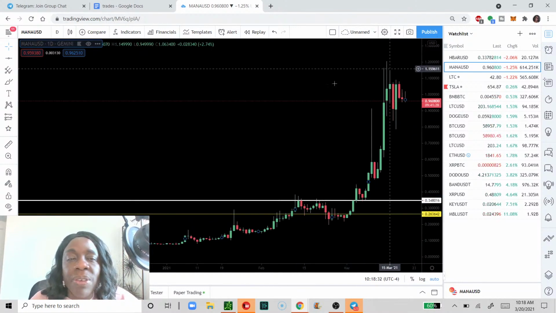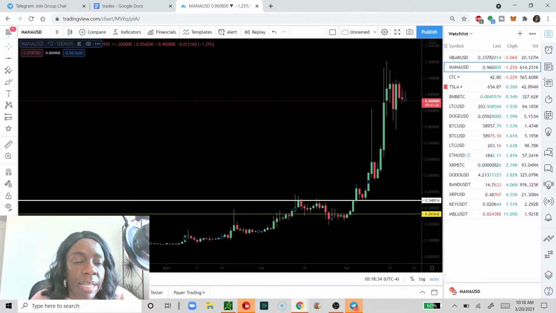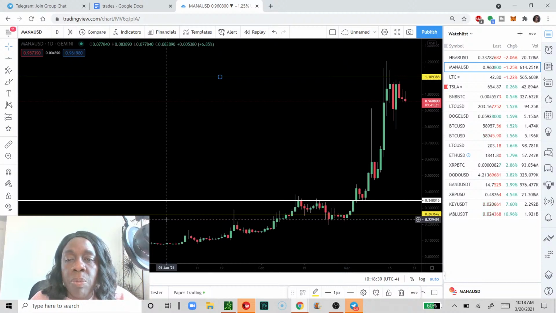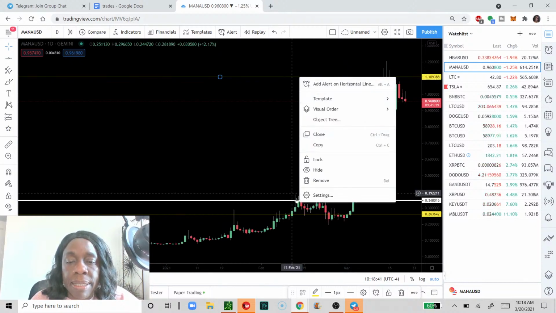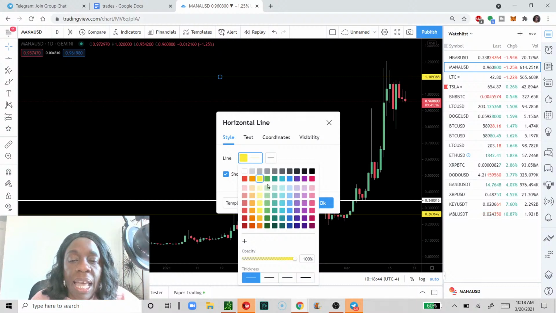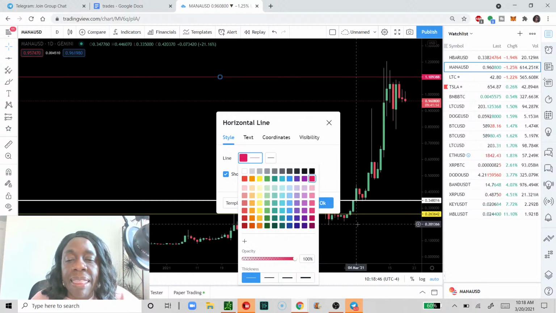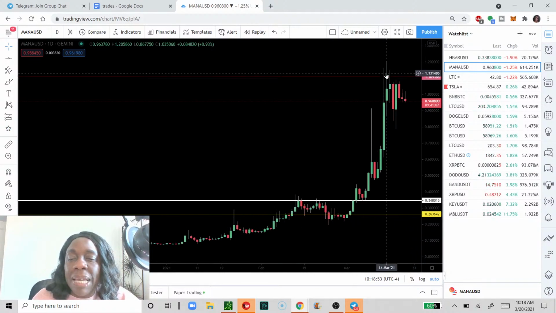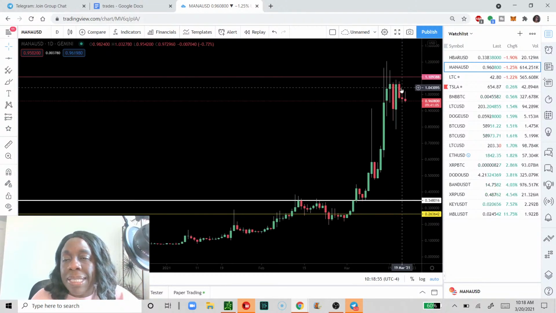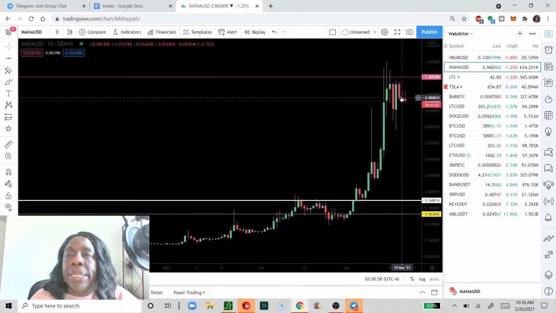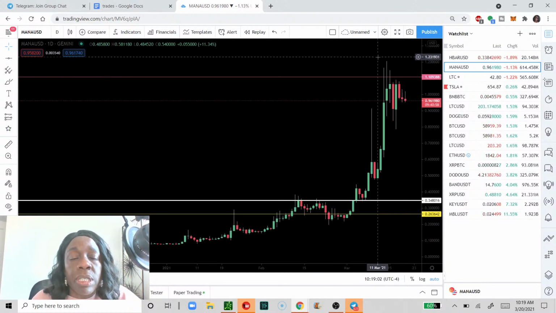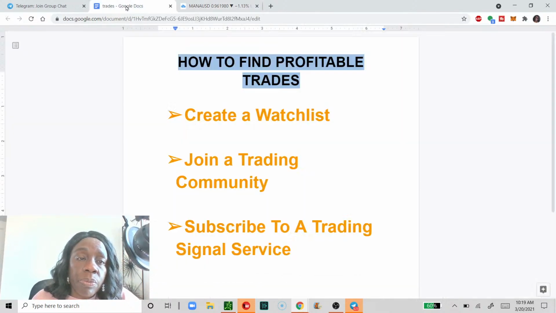If you're that guy who gets in at, now let me draw another level. I have been here many times as a newbie. I would be that one that got in at, again, I'm going to change my colors. I would be that one who got in at that pink line. That would be me. I would get in at the pink line, and by the time it's made a little move, guess what? It's dipping. It's going down with my money. So that's one main way in which you can find stocks or coins to trade.